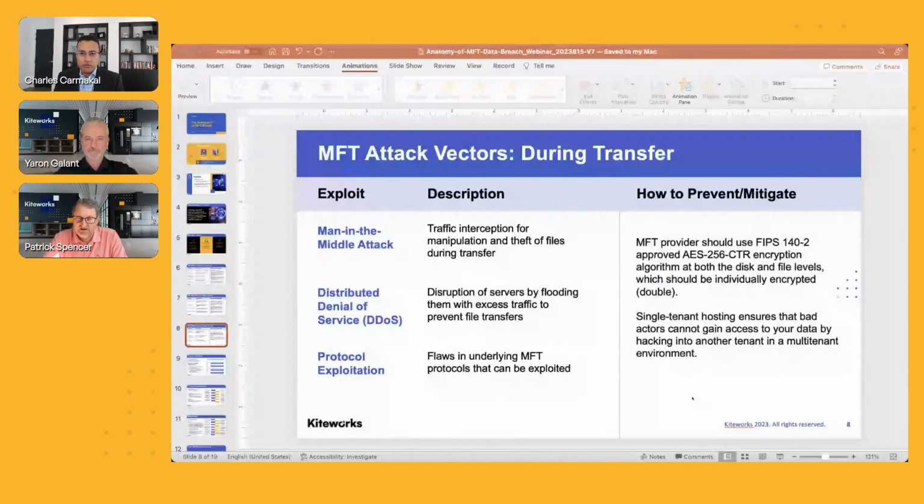Man-in-the-middle protocol exploitation, DDoS is obviously an interruption in the actual service. If you are using multi-tenant, then they could attack other tenants and they could shut things down or at least slow it down where the data couldn't be transferred. Yaron, can you speak a bit about this slide and what can happen and what are some of the recommendations that we have over there on the right-hand side of the slide?